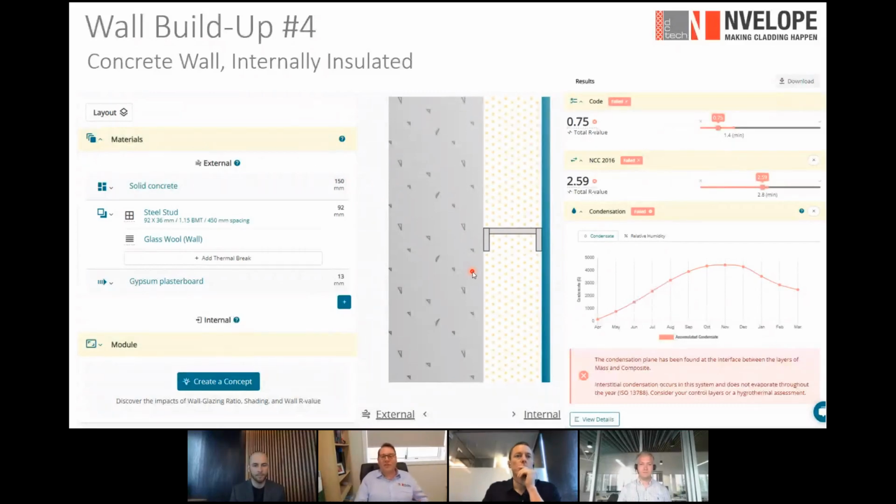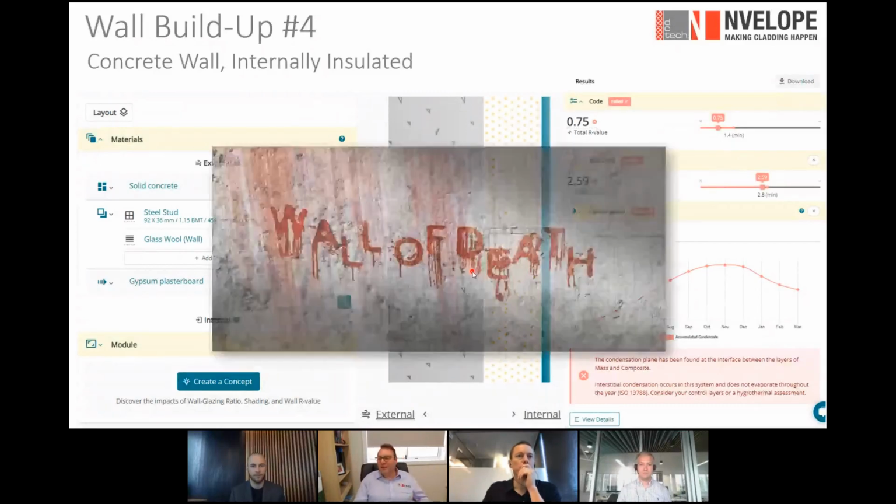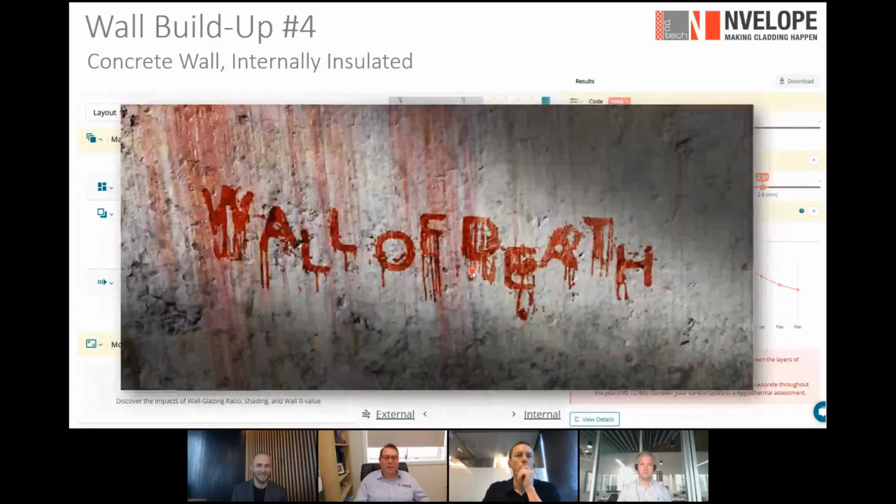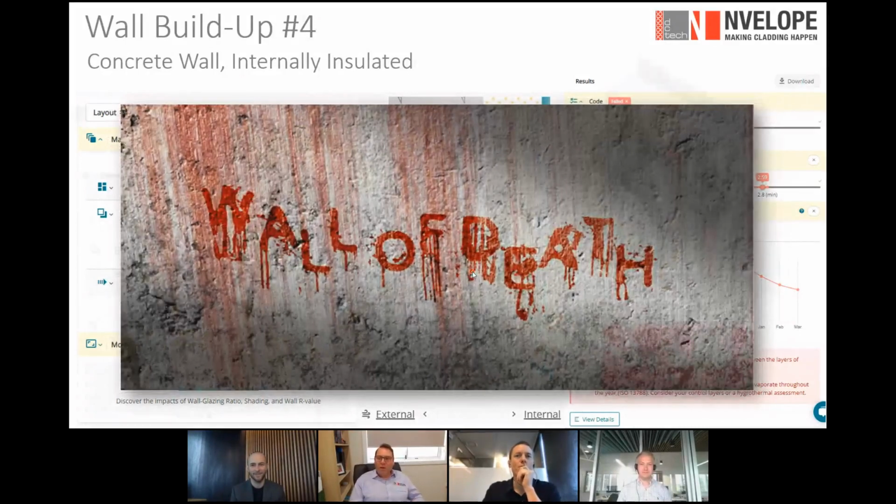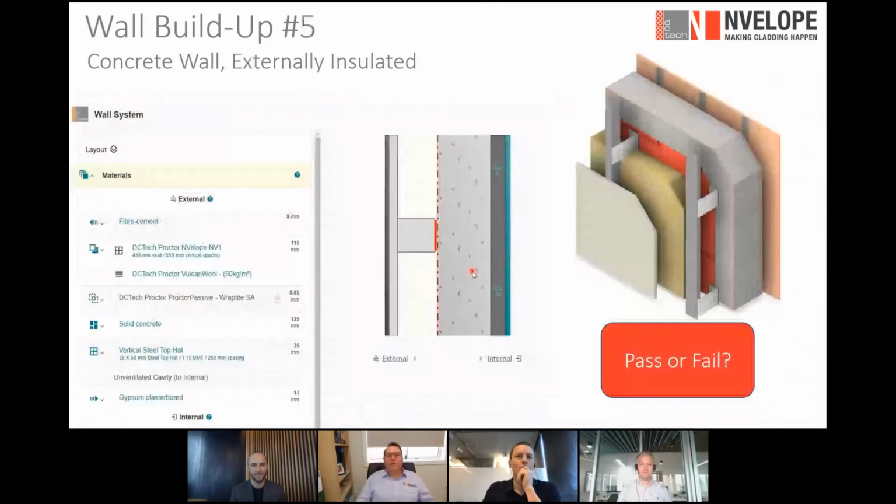So to add the theatrics, here at DCTech, we call this the wall of death for a lot of reasons. It is ultimately a health risk, which is going to lead me to wall number 5, and this is what I call the perfect wall. It's essentially the wall of death, and we've turned it on its head.